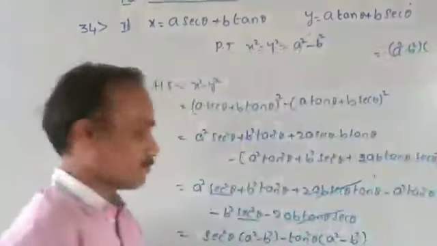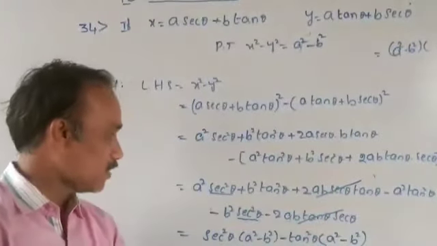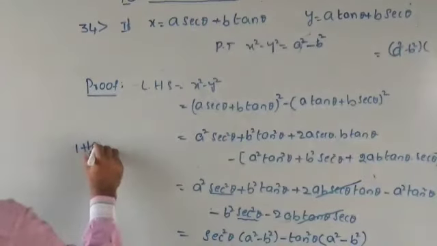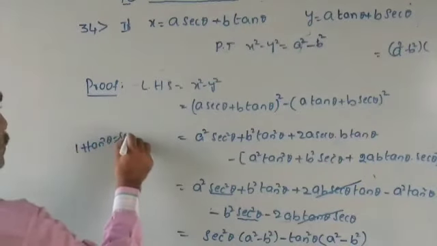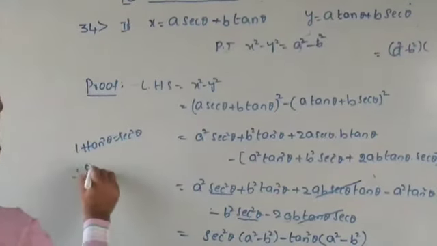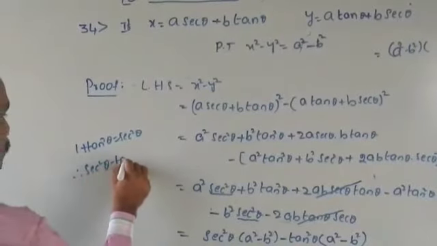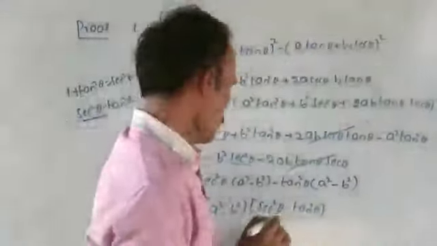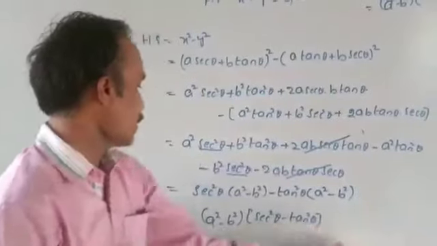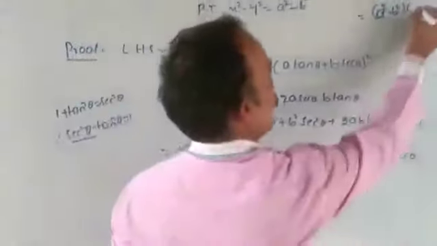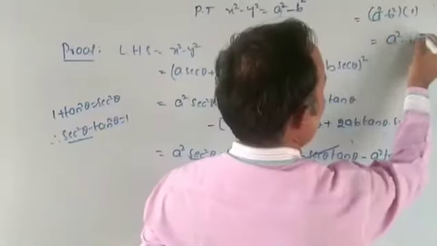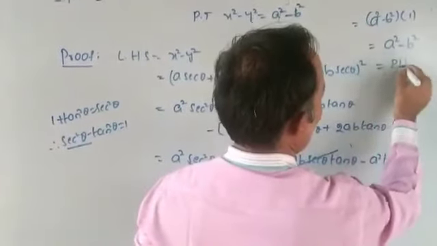What is the value of this one? Again by using the identity 1 plus tan square theta is equal to secant square theta, therefore the value of secant square theta minus tan square theta is equal to 1. So here replace secant square theta minus tan square theta with 1. So the product of these two is a square minus b square. So this is equal to RHS.